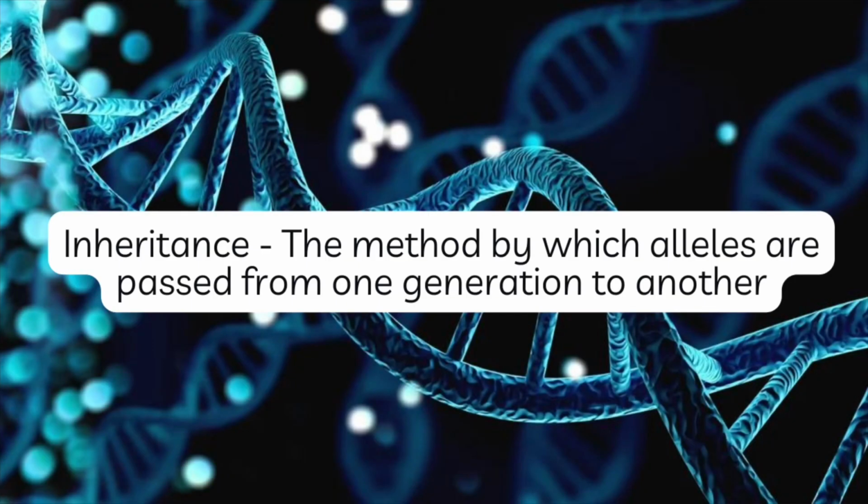The second definition I want you guys to know is inheritance. The method by which alleles are passed from one generation to another. So what this means is, the traits that your parents have will coincide with the traits that you have as well. So if your mom has a big nose, you will have a big nose as well. Let me explain. So our main topic today is how do our genes and inheritance influence our nose shape?